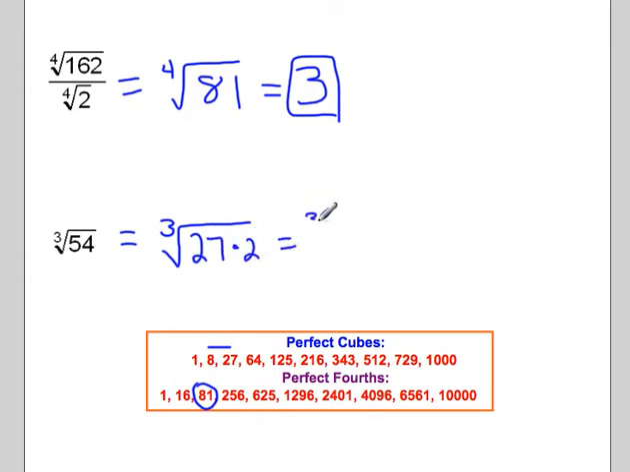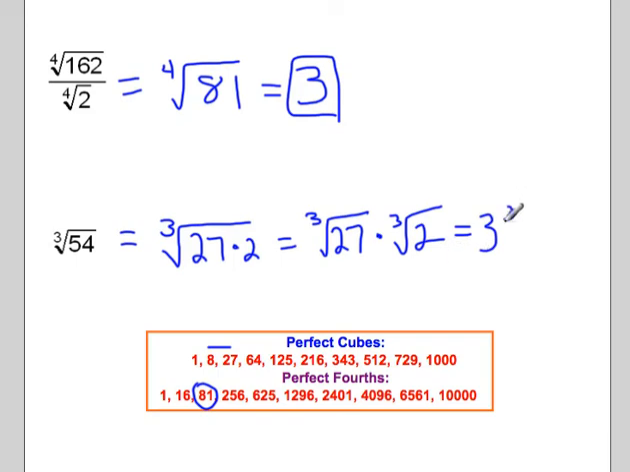Let's write this out as 2 separate radicals. This really is the cubed root of 27 times the cubed root of 2. And you don't have to do this every time, but just so that you understand what I'm doing here, I'm starting with the cubed root of 27. That's 3. And I know that because it's the third one in on the perfect cubes that I listed out. The cubed root of 2 cannot be simplified because there's no perfect cubes that go into 2.